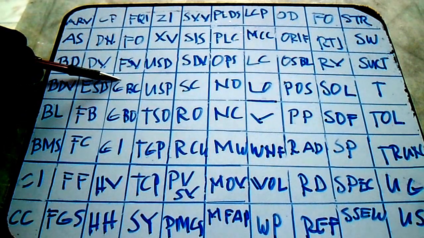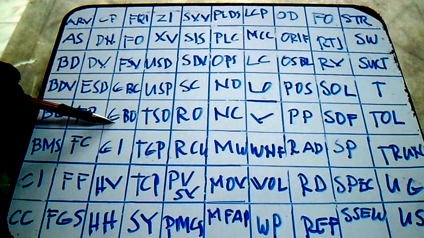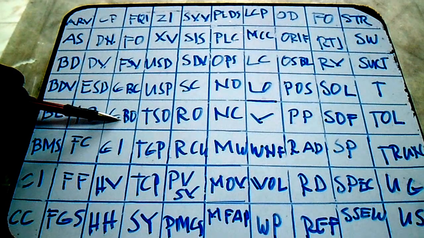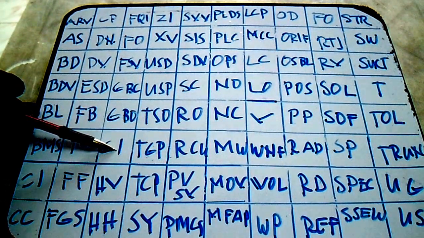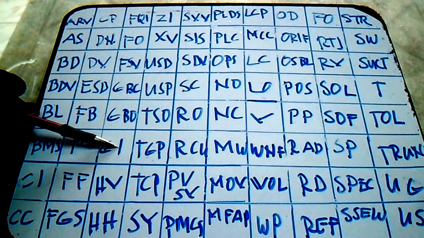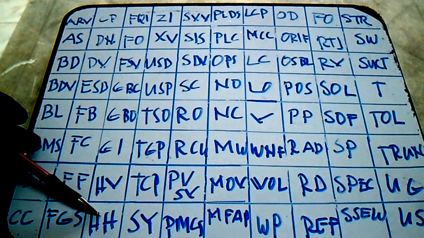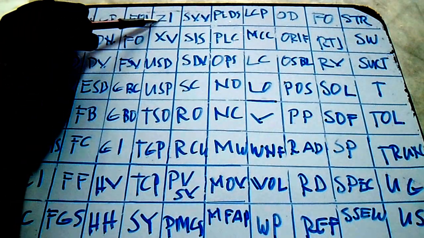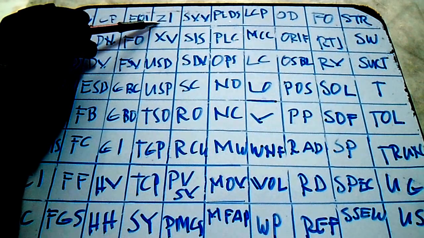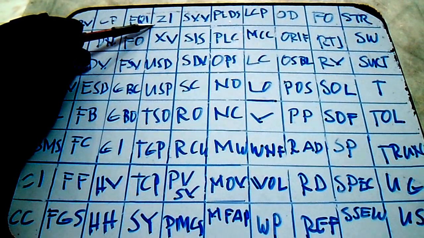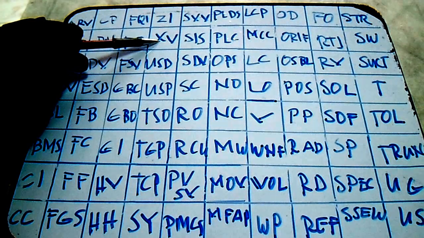GBC, valve close indication. GBO, valve open indication. GI, valve position indication. HV, hand control valve. HH, hand hole. ZI, pig signaler. XV, remote operated valve.